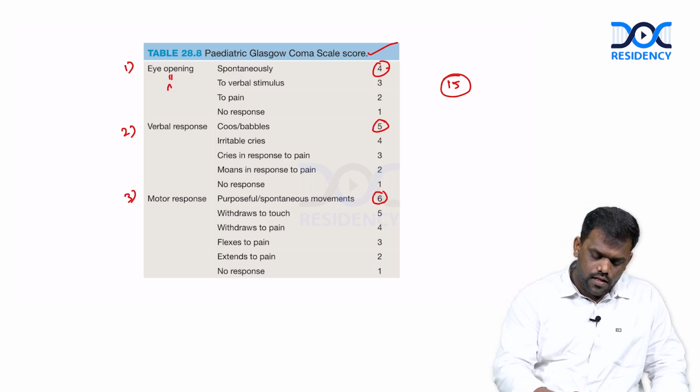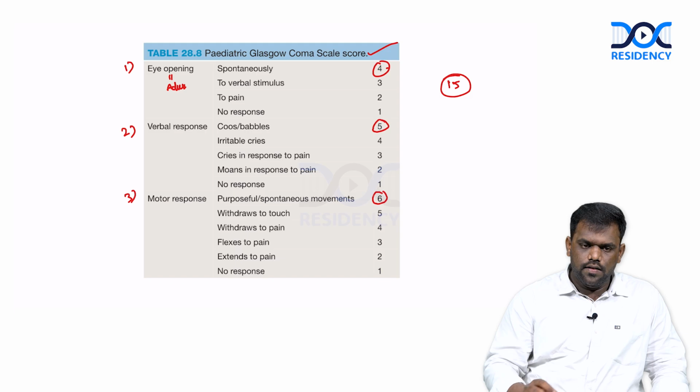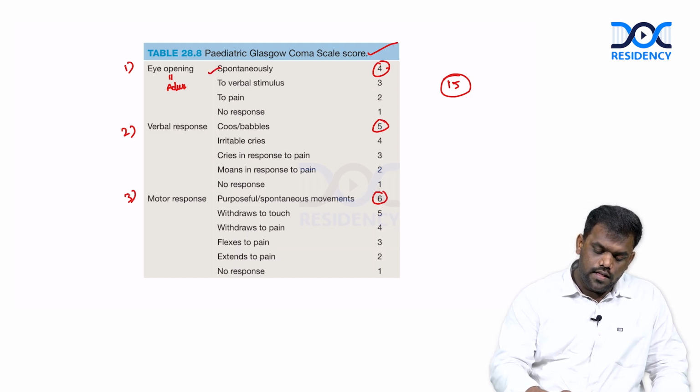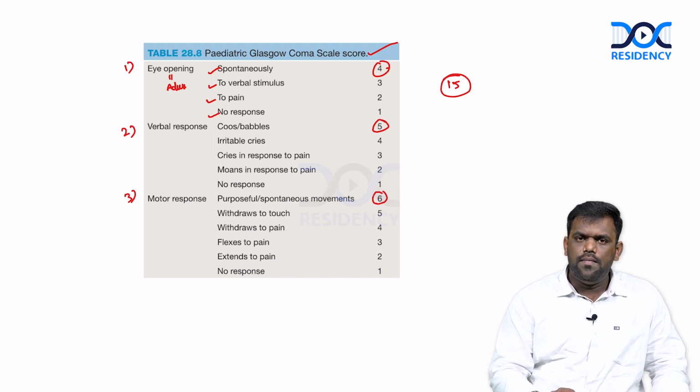Whenever the child spontaneously opens the eyes, the score is 4, and whenever the eyes open to verbal stimulus, the score is 3. Whenever the eyes open to pain, the score is 2, and whenever there is no response, the score is 1. Okay, the verbal response.